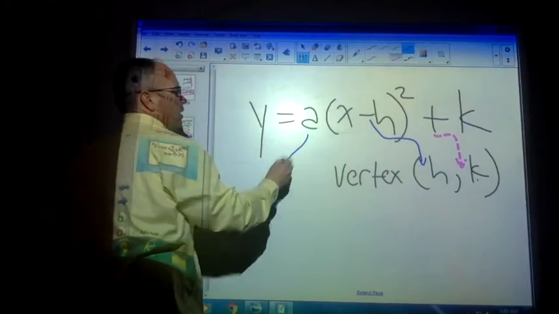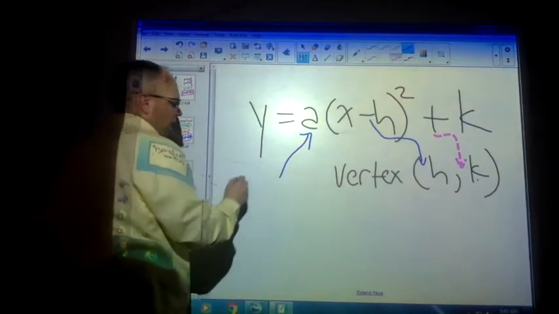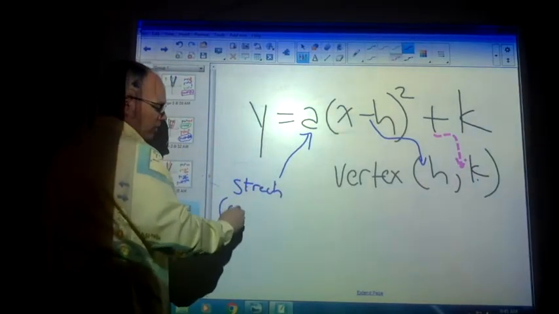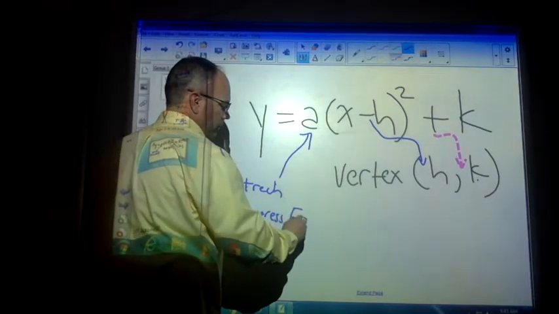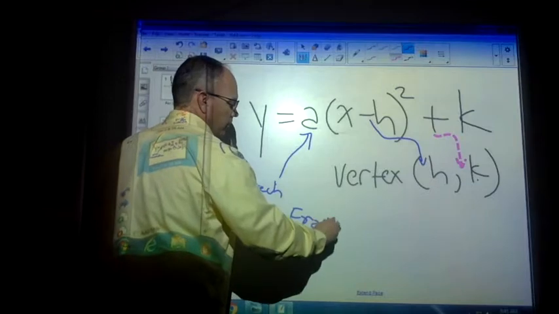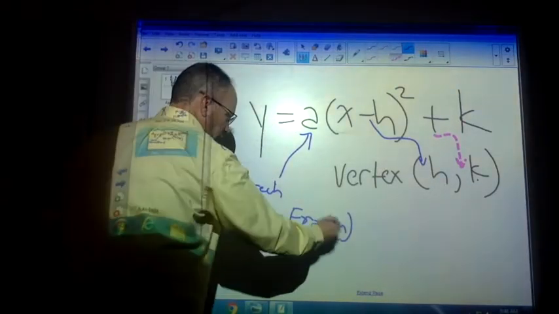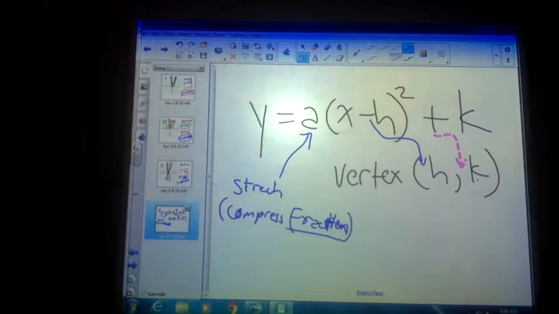The A value causes our graph to stretch. It could compress it if you had some fraction, like 1/3 there, something like that. But for the most part, if that says fraction, my writing's horrible. I haven't held a pencil all week. So that's the general rule.